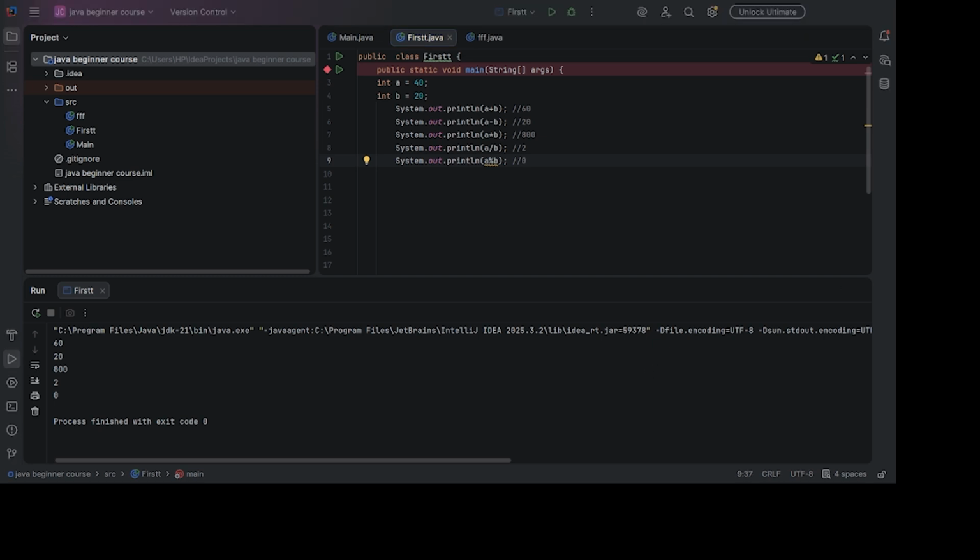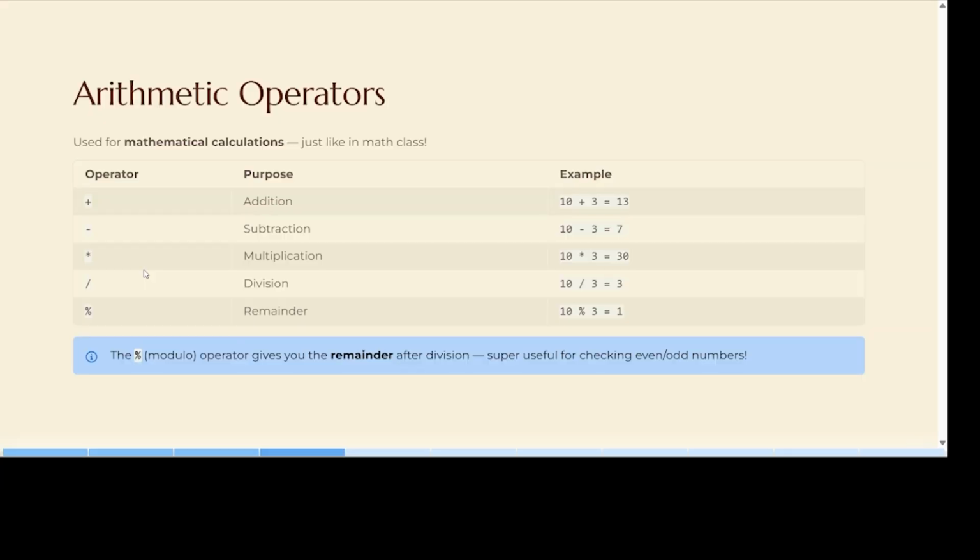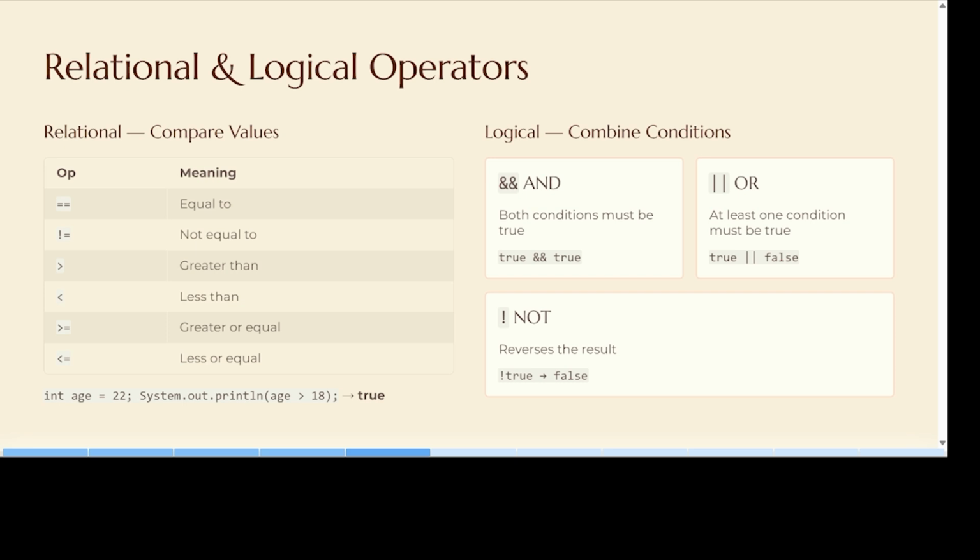Okay, and then next we are going to see another type of operators, that is relational as well as logical operators. First we will learn about relational operators. So what is a relational operator? A relational operator is used to compare values. See how many relational operators are present: equal to, not equal to, greater than, less than. There are many operators available in the relational category.